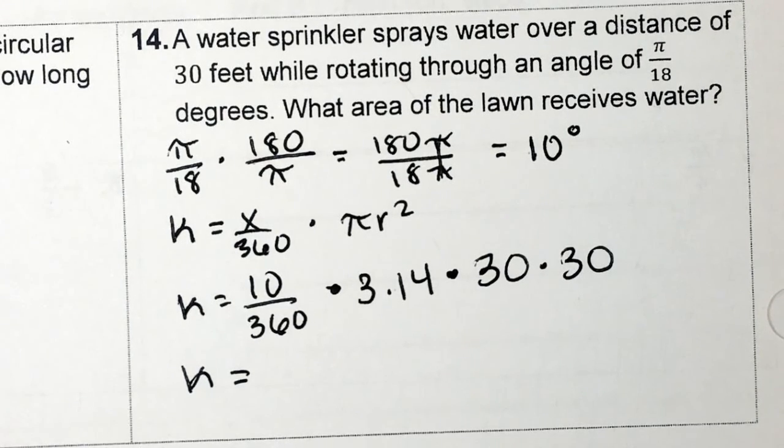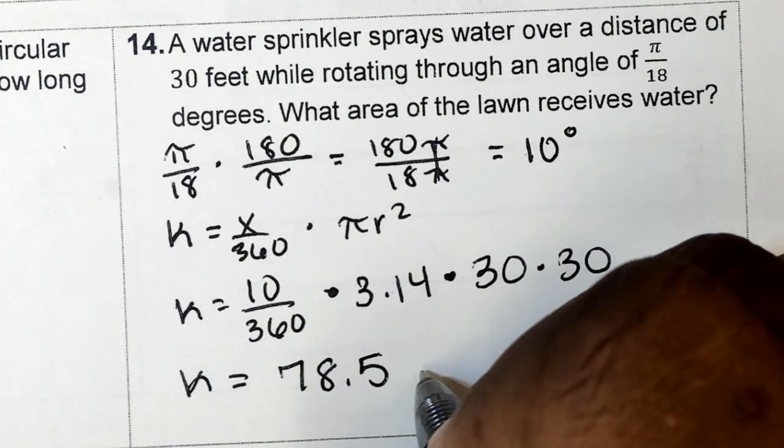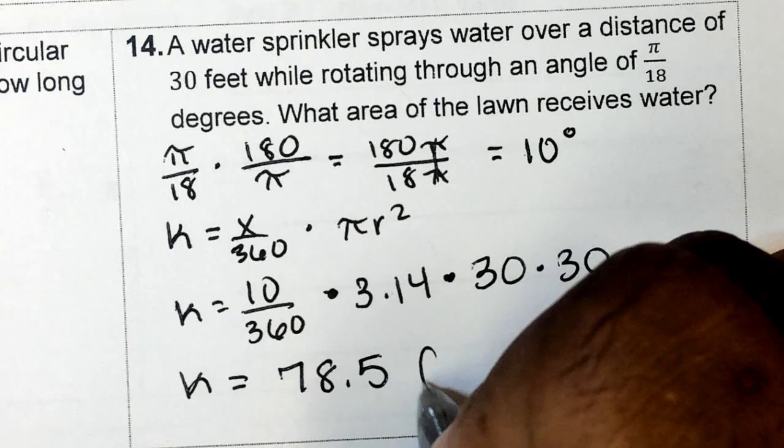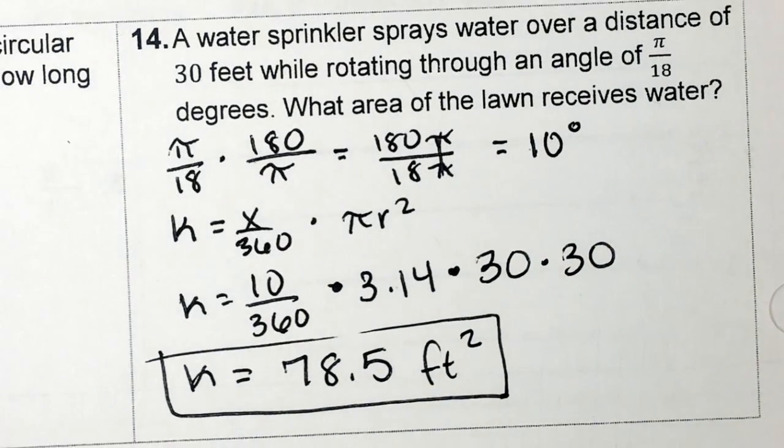Round to the nearest tenth on this one. Go ahead. 78.5. This feet squared. Cool beans. Well, guys, congratulations. We have made it to the end of our notes for the year for geometry. Our last set of notes.